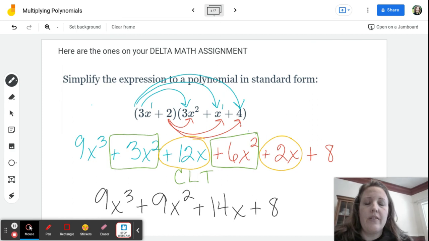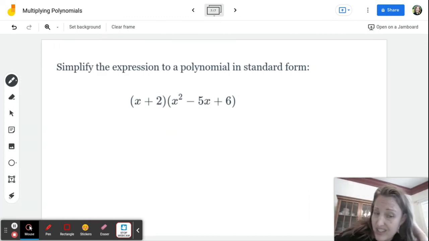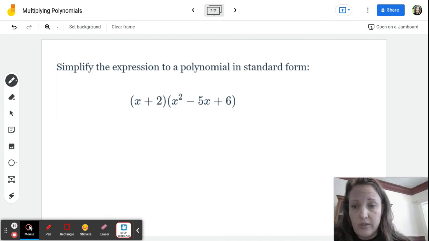Now we've created our answer in standard form. It's a polynomial in standard form because it's in descending order of degree. 3, 2, 1, and the constant is last. I believe I might have put one more on here. I know this video is getting long. Hopefully you're fast forwarding if you need to.